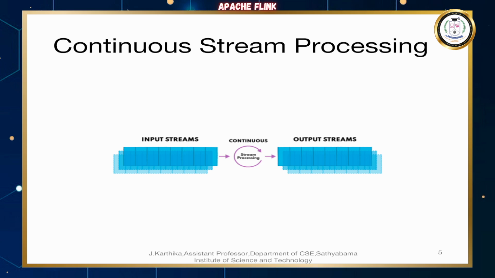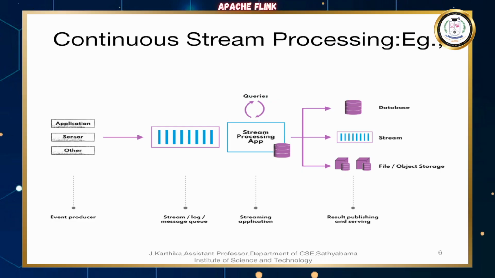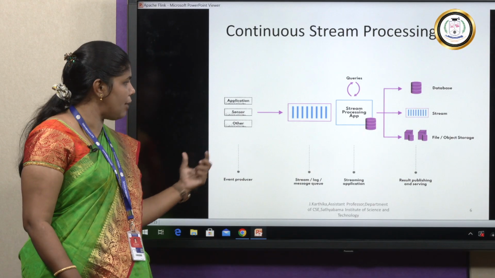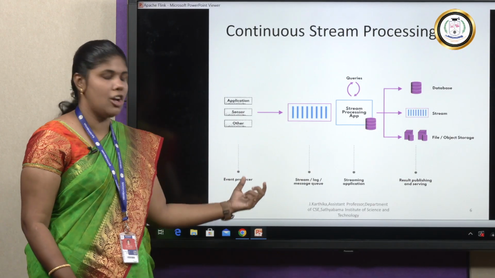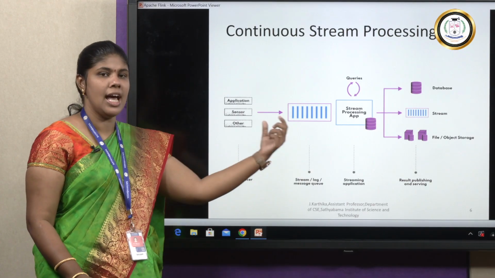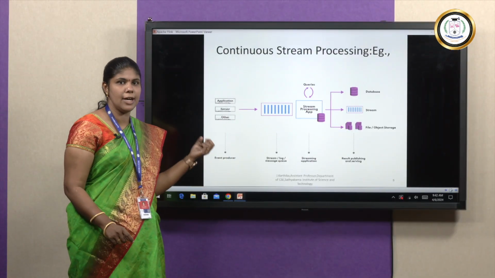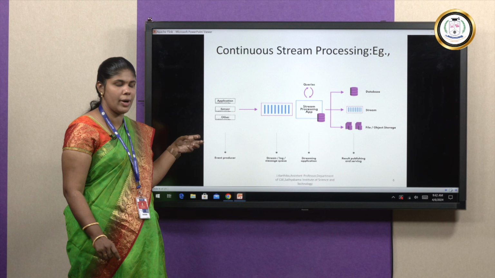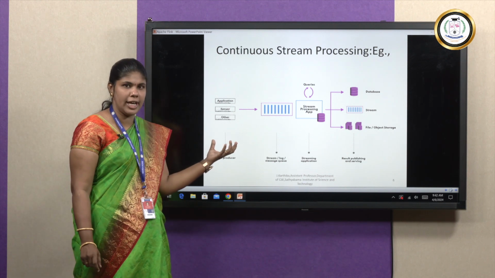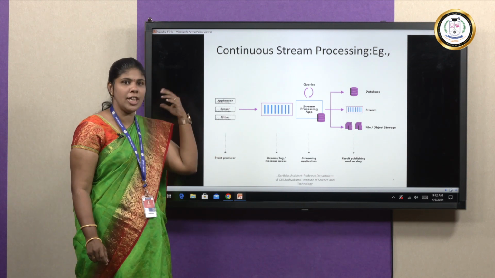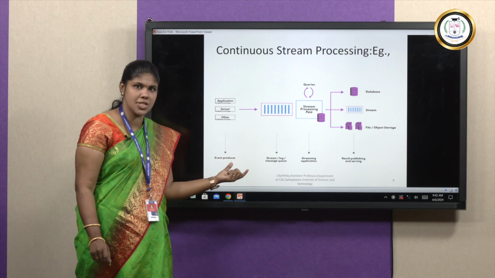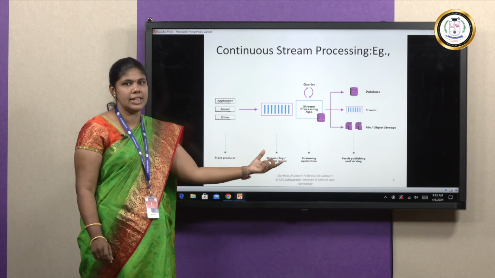So this is the flow. You give an input stream and then we apply continuous streaming process to get the output stream. Here we collect data from applications, sensors and other devices, and we have 4 modules: event producer, log queue, streaming application, and result publishing and serving. In the first module we collect the data from applications, sensors and other IoT devices, pass it into the event queue, and then all the queries are processed using a stream processing application and stored in the databases.